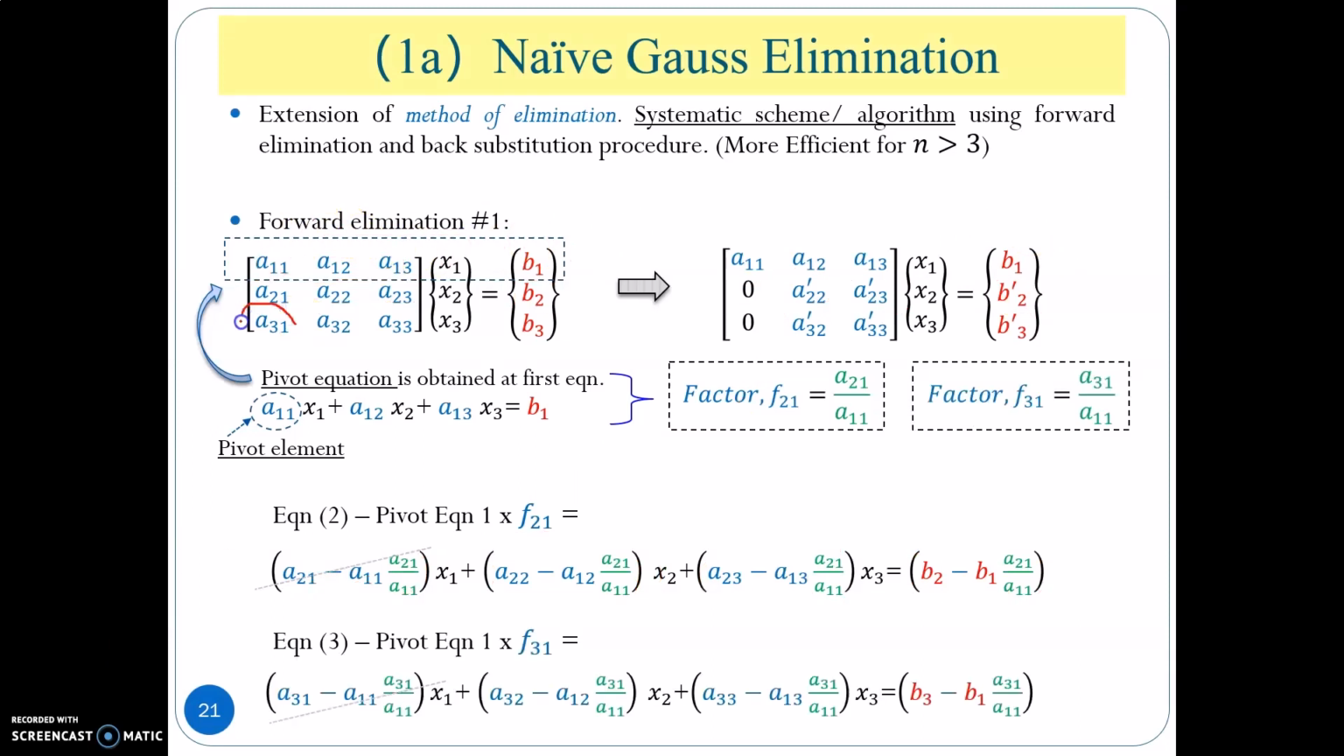To eliminate A31 to be 0, we need a factor F31, which can be found by using A31 divided by the pivot element A11 here. So you can obtain this factor F31, and then you substitute inside this equation. Take equation 3, which is this equation, minus the pivot equation 1, which is this, and then multiply with F31.